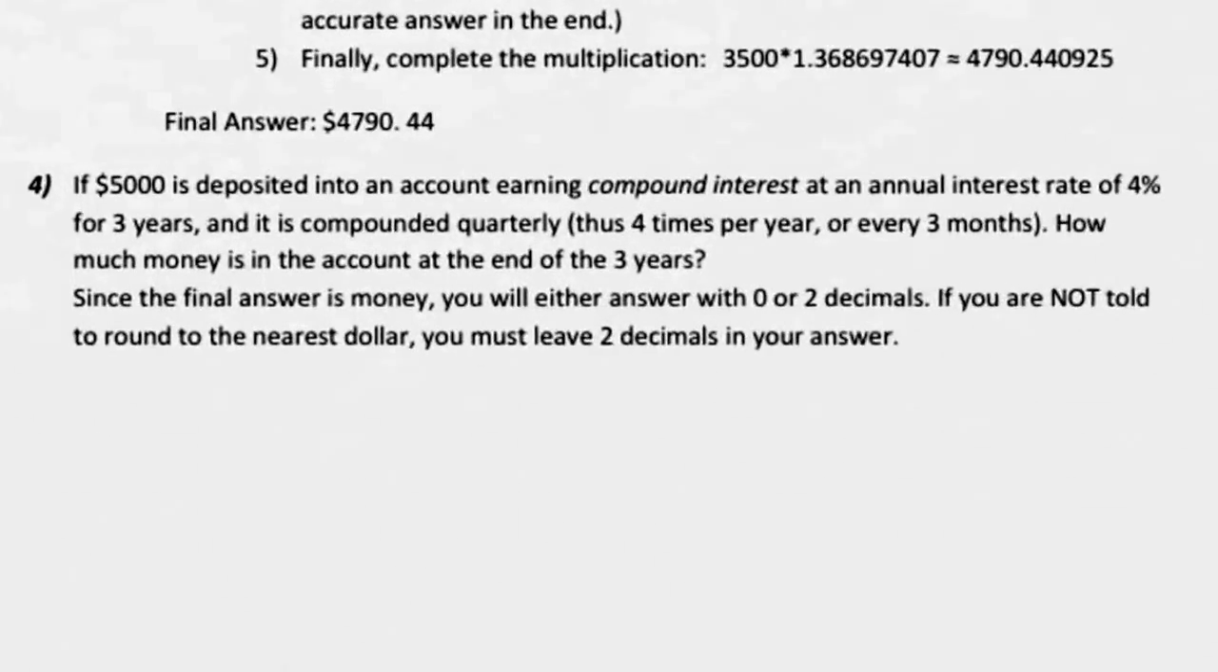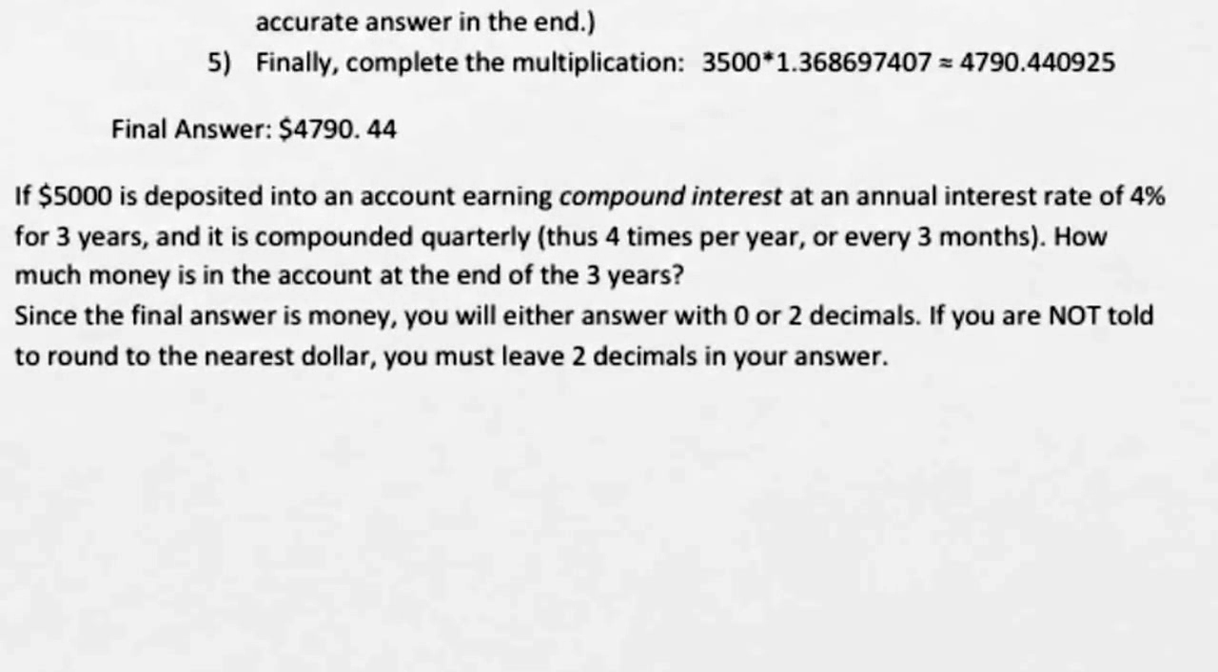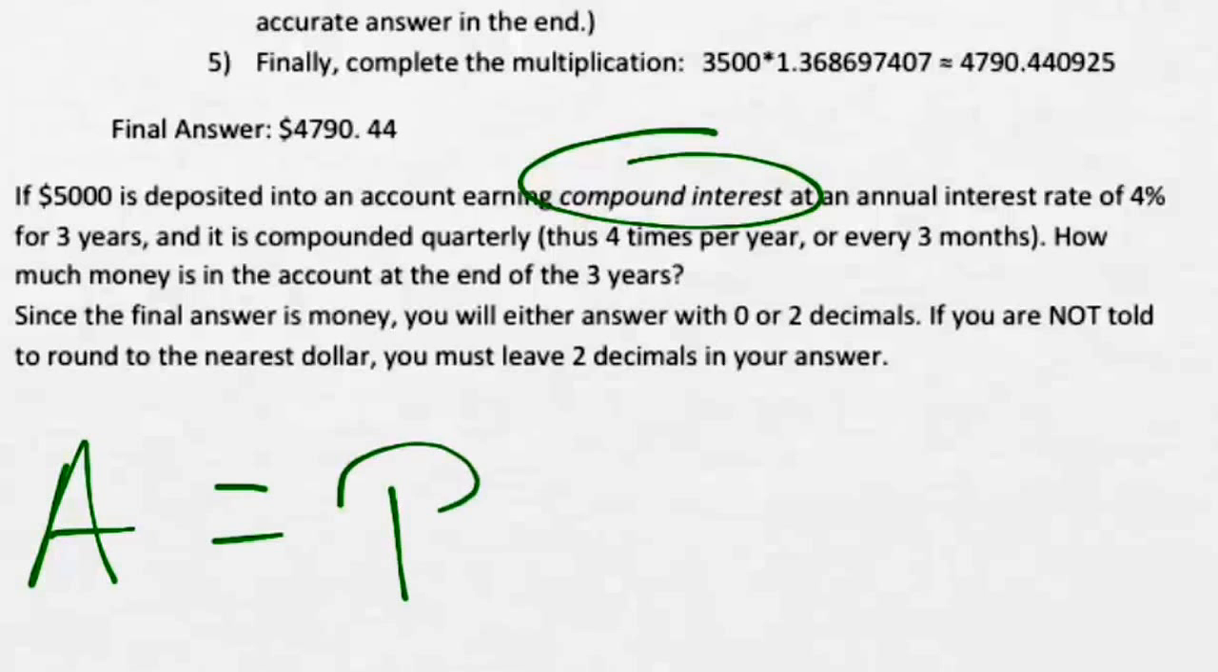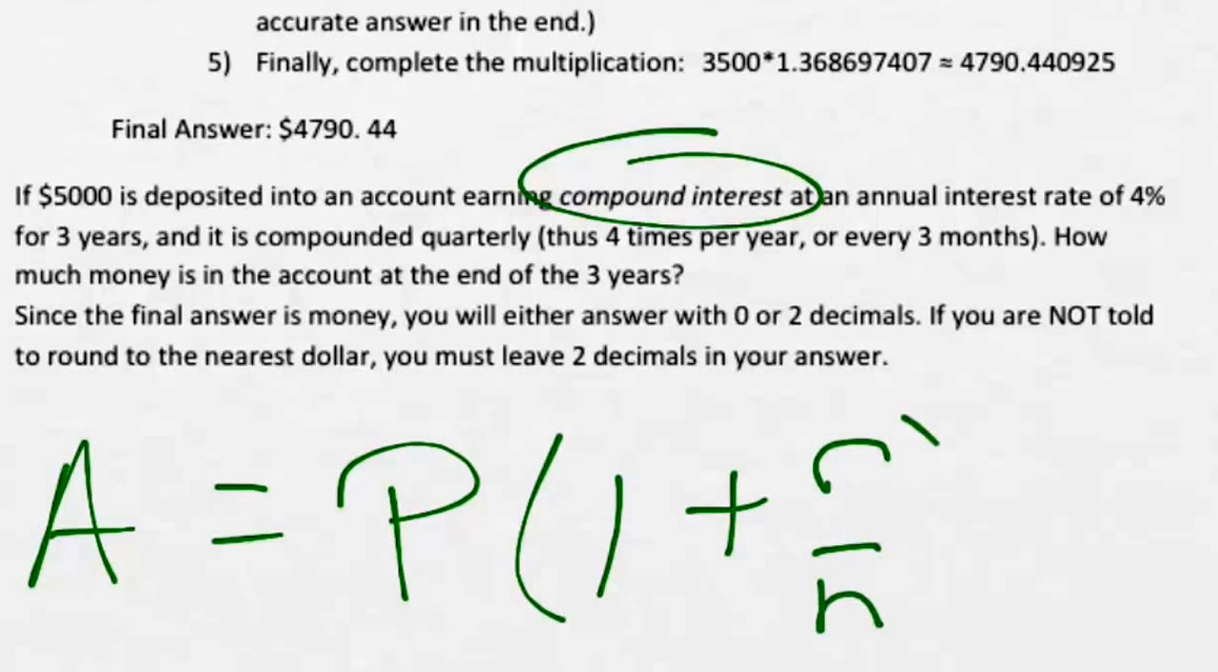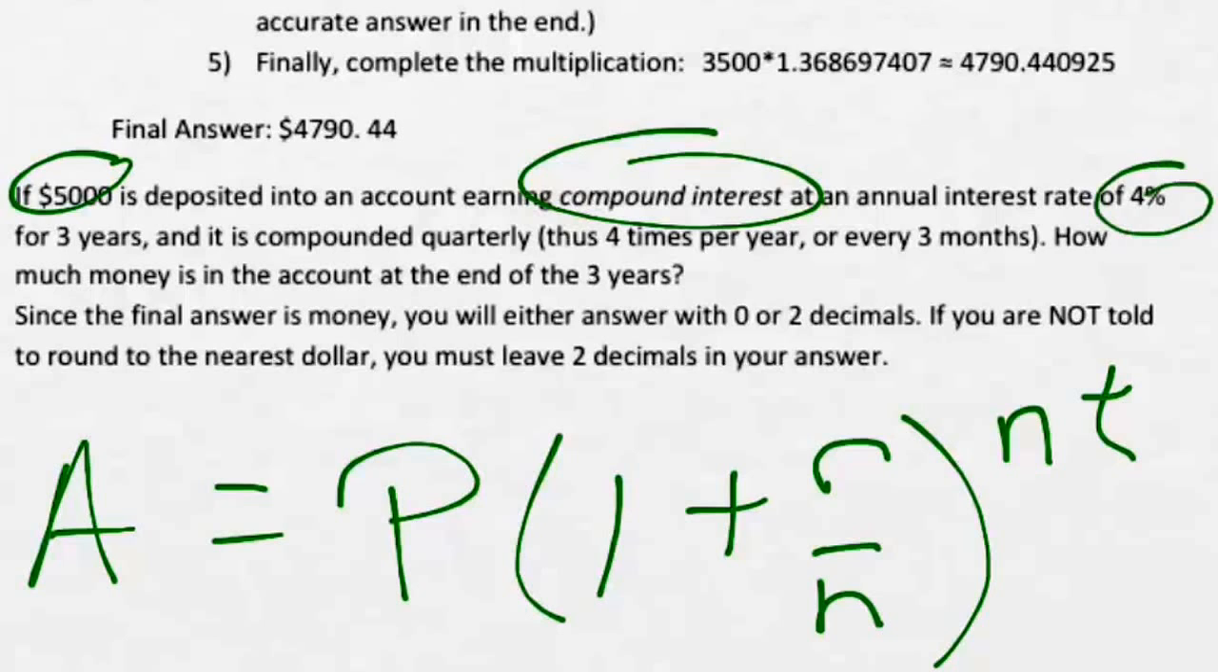So for number four, we have $5,000 is deposited into account earning compound interest. And since we're talking about compound interest, we know we have that A is equal to P times the quantity 1 plus R over N, all raised to the NT power. Now we have a lot of the same elements. We still have our principal, and we still have the same rate, and we still have the same time. The only difference is now I have compounded quarterly.